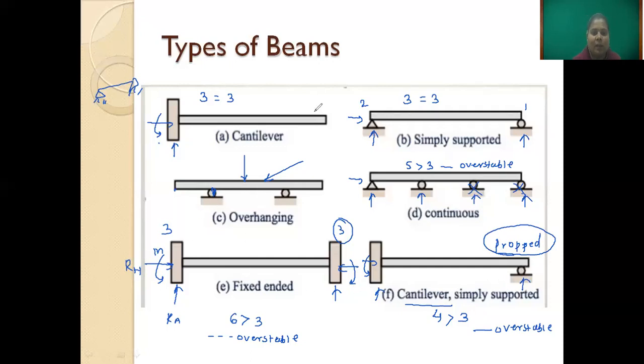Okay. So one MCQ will be asked on types of beams. So please remember, if one end is fixed and the other end is free, it is a cantilever. Okay. So 2 supports are provided at the end.